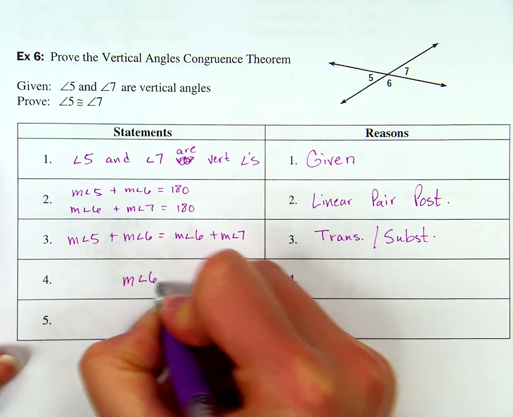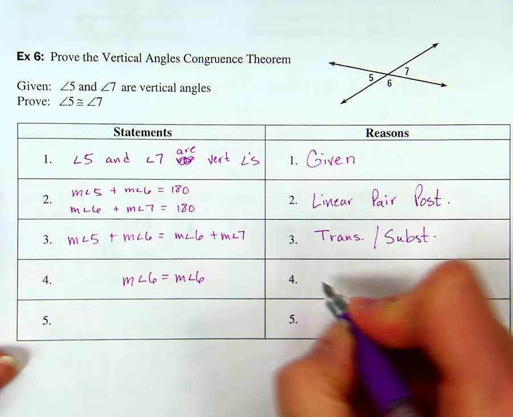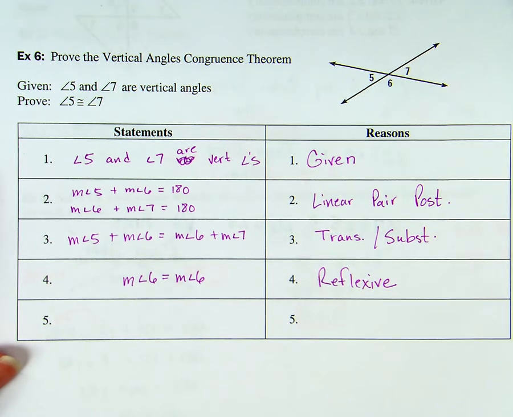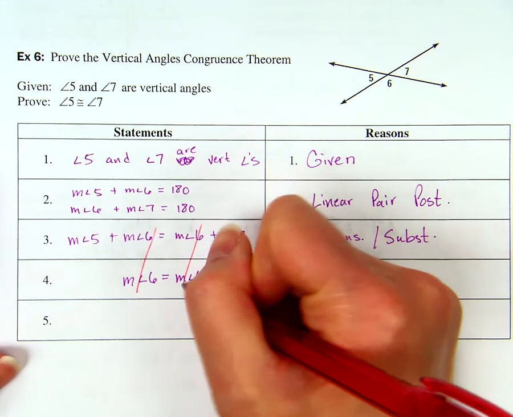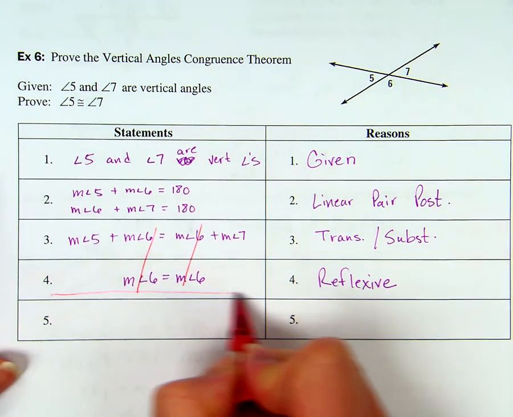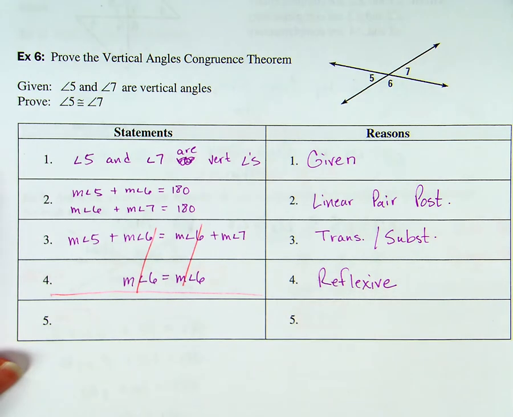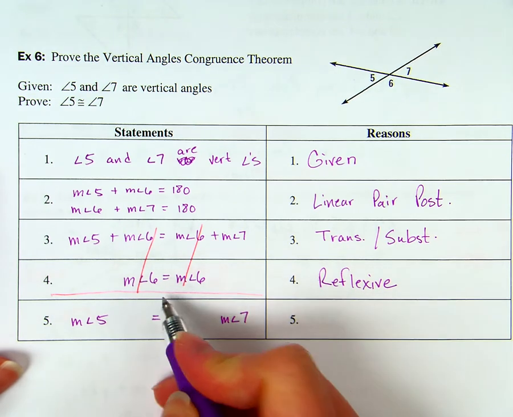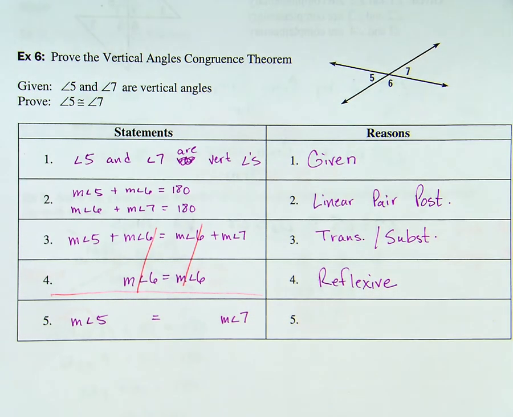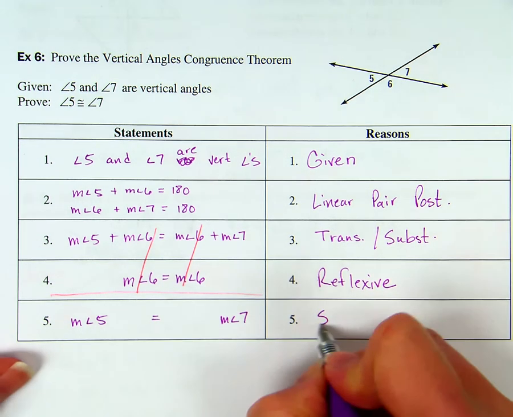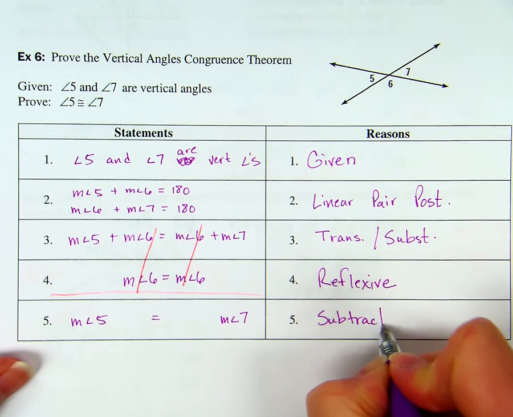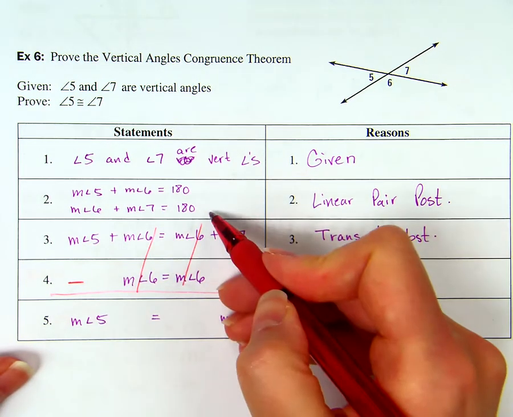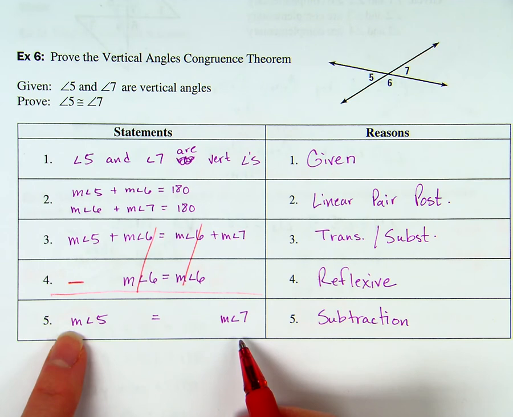We've done this a couple times now, guys. Let's say angle 6 is equal to itself. That's our reflexive property. Doing so will allow us to cancel out angle 6 on both sides, leaving us with just angle 5 and 7 remaining in the equation. But what rule are we using here to cancel out the angles? Did you remember the subtraction property? If we subtract line 4 from line 3, the 6's cancel, and we're left with the angles we're looking for.